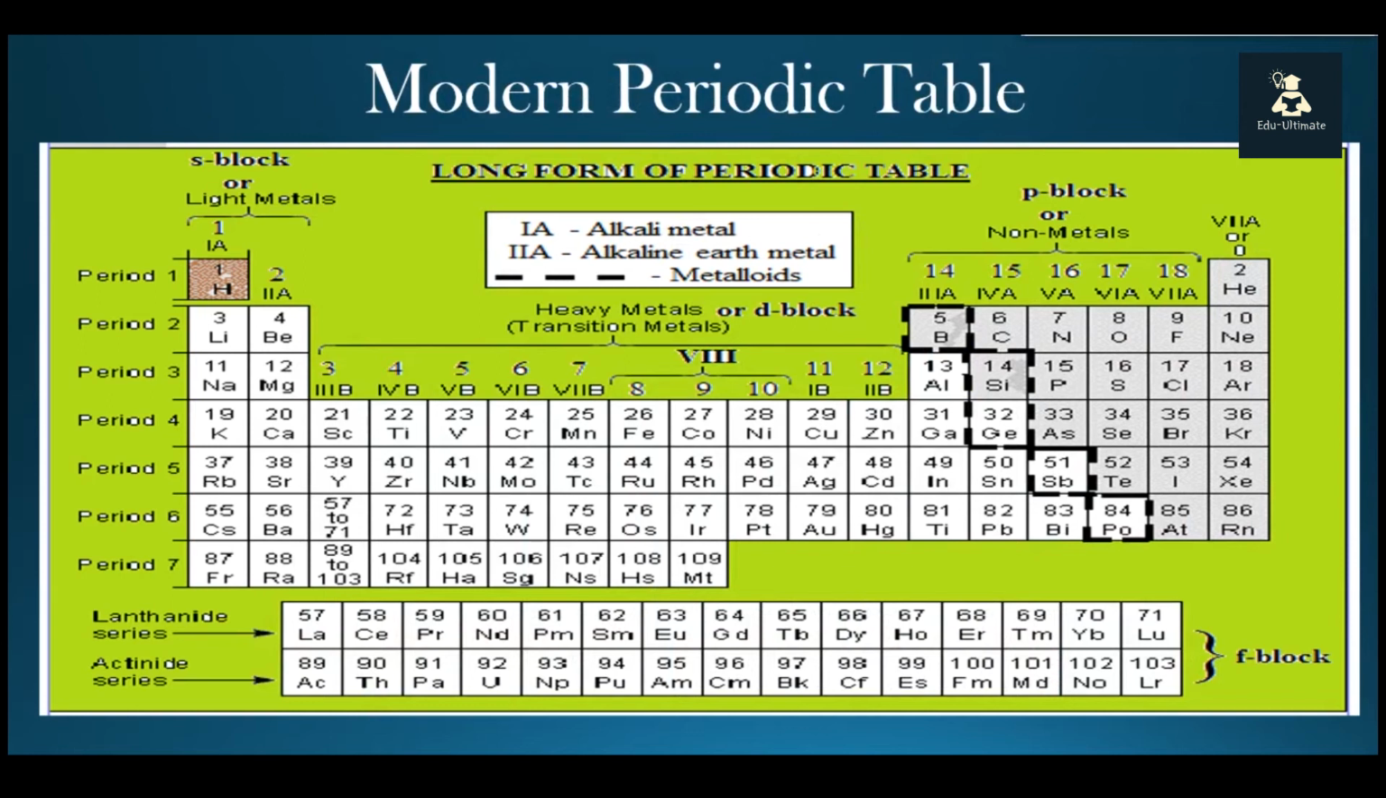Here is the structure of the modern periodic table, where we can observe the blocks, periods and groups, and even the elements are placed in a systematic order.